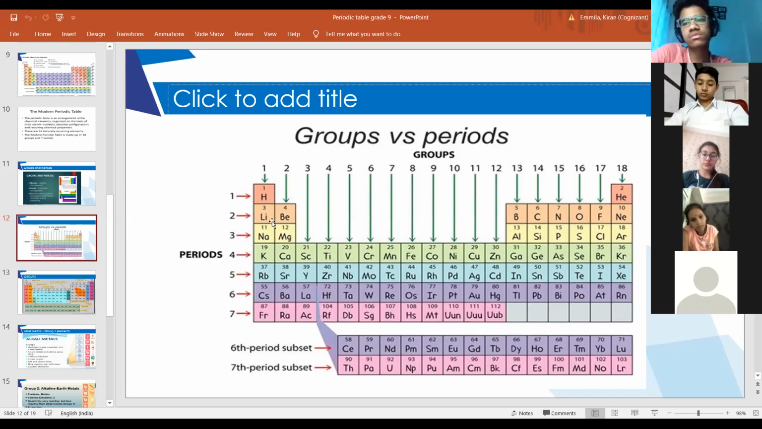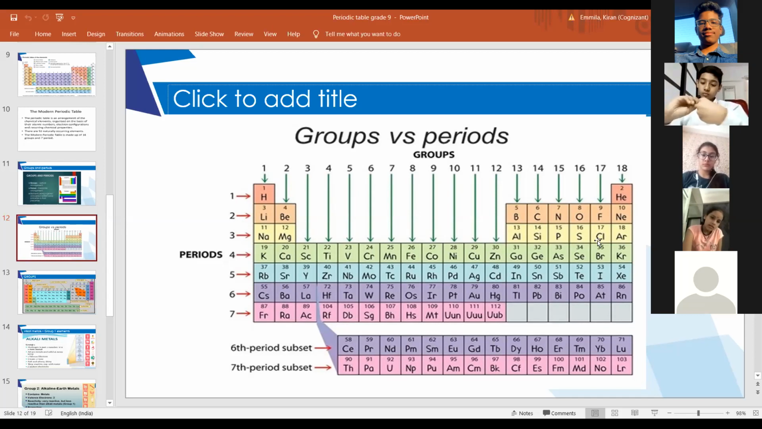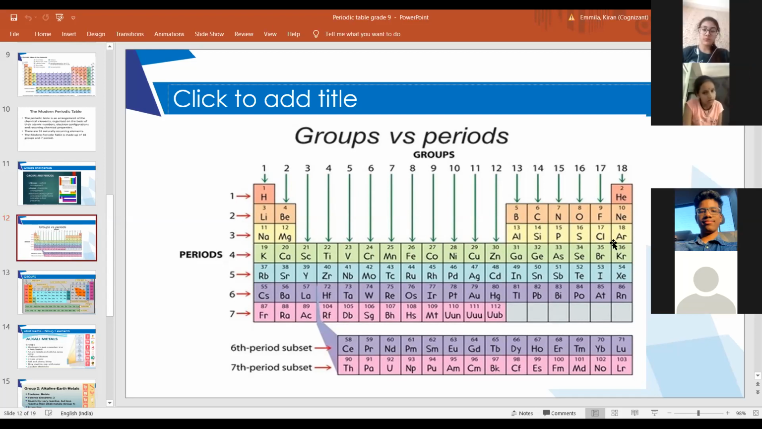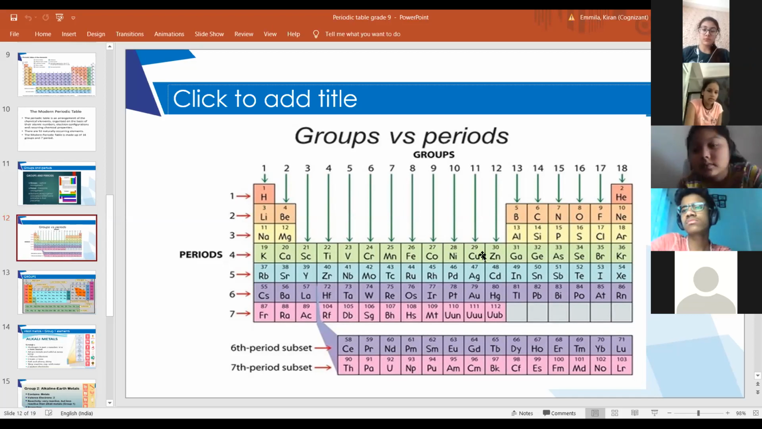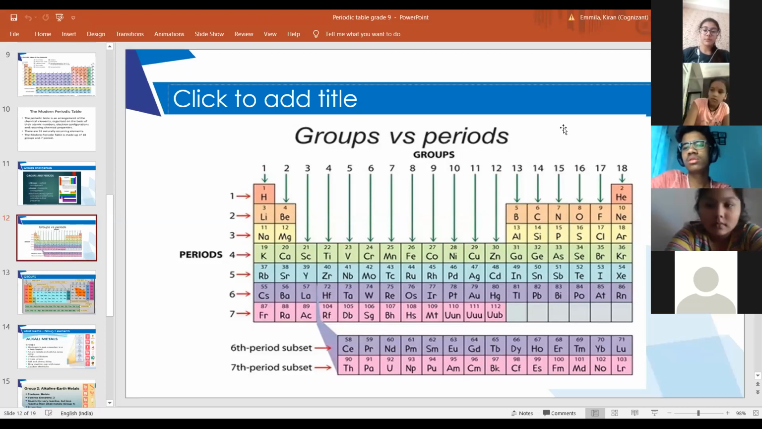And as we move from left to right, all the elements on the left side are metals, and as we move towards the right, the non-metals will be placed. So metallic and non-metallic properties are also periodic properties. We can just see the position of the element and say whether it is a metal or non-metal. As we move left to right, the non-metallic property increases.